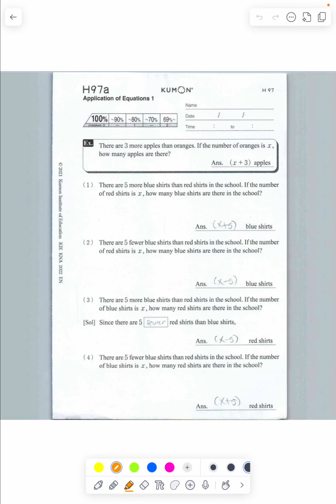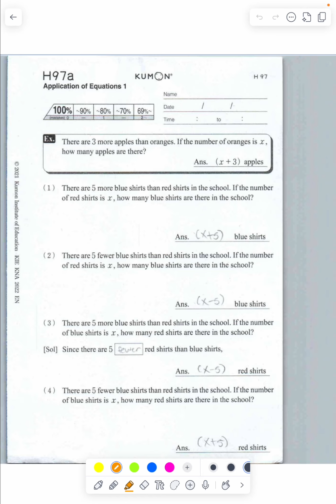Okay, so page 97. Sorry, we were having some minor interruption over there. So we're coming back with 97A. Examples, there are 3 more apples than oranges. If the total number of oranges is X, how many apples are there?